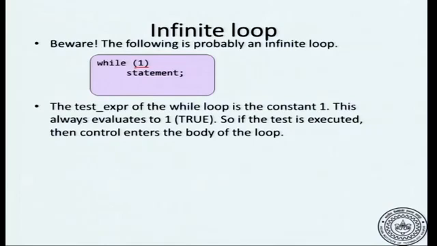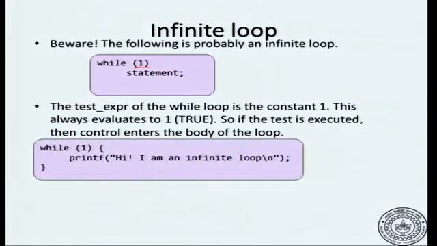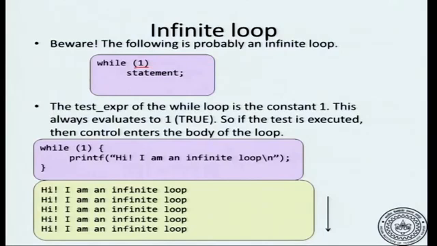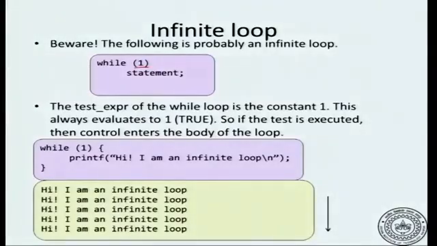If the test is true, then the control enters the body of the loop, and this happens without any change. Let us look at this simple while loop, which is while 1, the statement is printf, hi, I am an infinite loop. If you compile and run this code after you write the main function and all that, then the program will keep on printing the same message over and over again. And you can't exit out of the program. If you are running a Linux system, you can press Ctrl C and the program will exit immediately. But here is an infinite loop, it executes an infinite number of times.